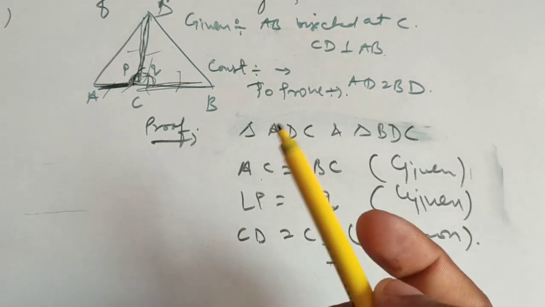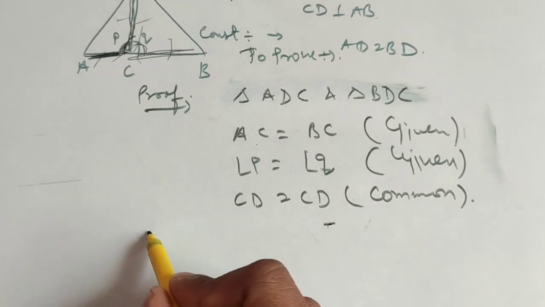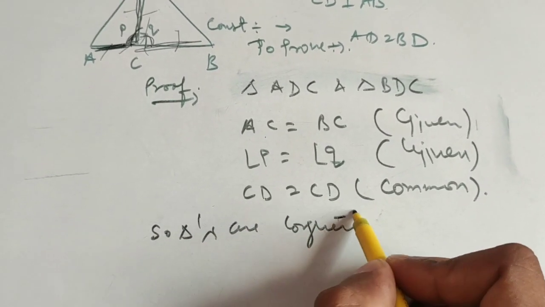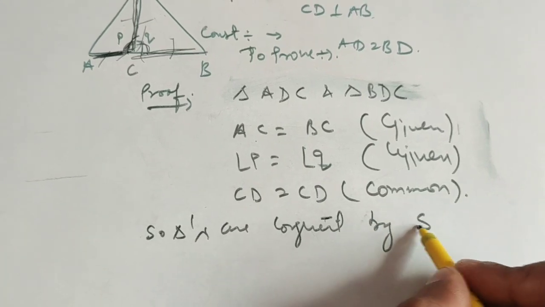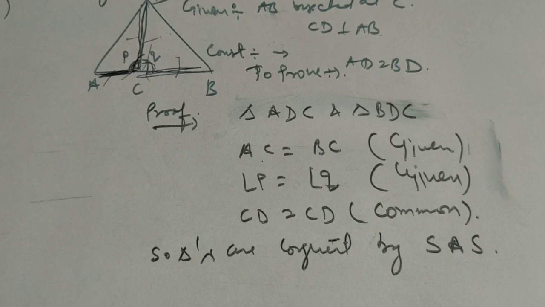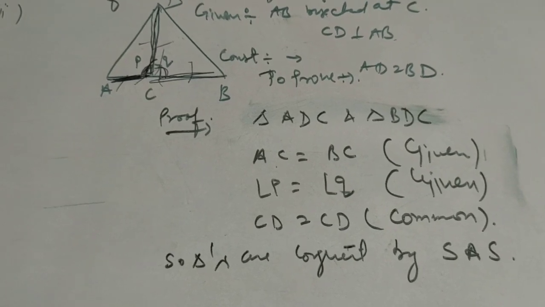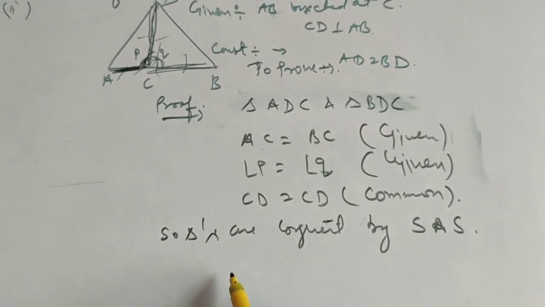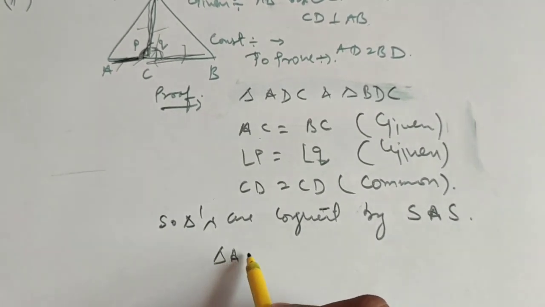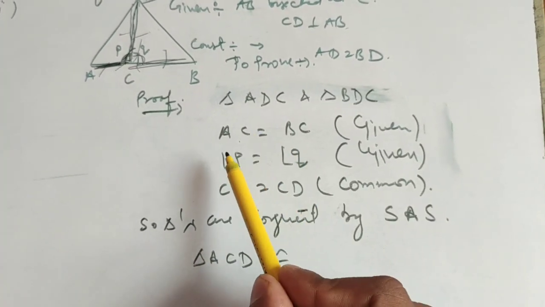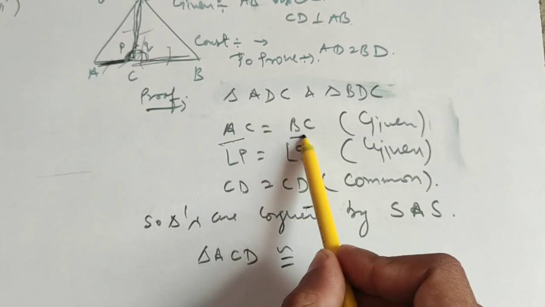So if we have an angle between the two sides, the triangles are congruent by side, angle, side, because the angle is between the two sides. So the triangles are congruent by SAS. So now write down the triangles, like triangle ACD suppose congruent to. Now you know that AC should be equal to BC.